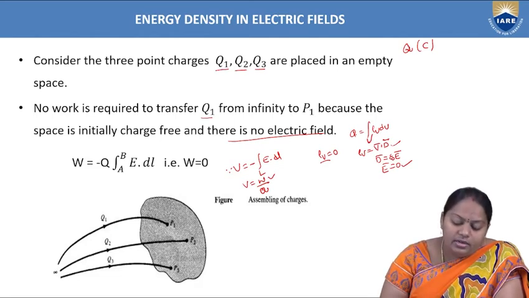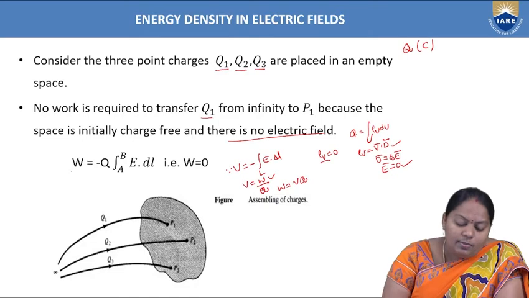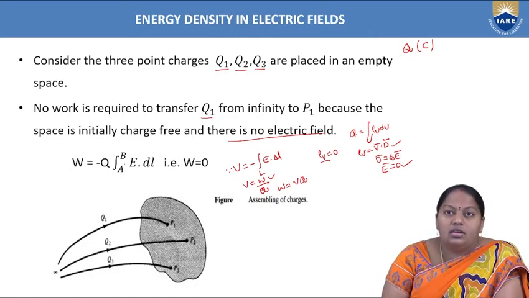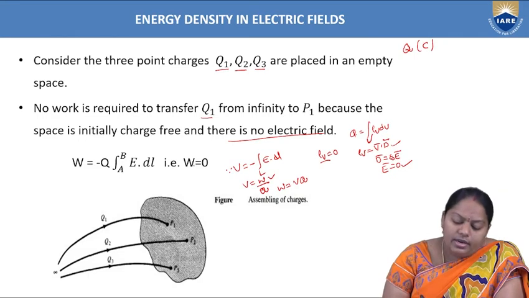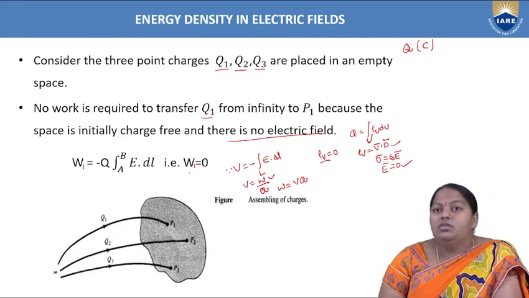To calculate that, first, according to the electric potential, V equal to W by Q, then work done equals electric potential multiplied with point charge. Hence W equal to minus Q integral A to B E dot dl. Then if E equal to 0, then W equal to 0. So initially, let it be the work done in order to assemble the first charge Q1 at P1. Hence W1 is equal to 0.